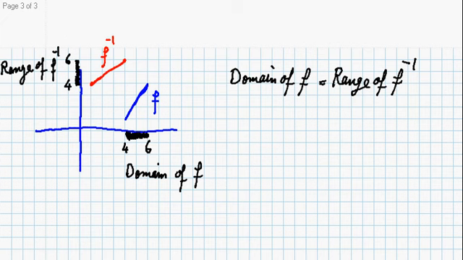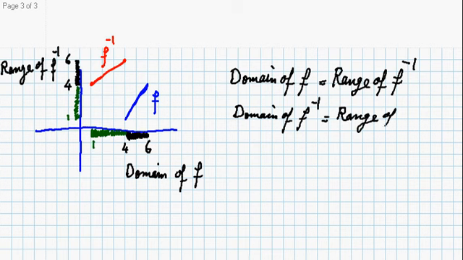Similarly, if we go ahead and look at range of f, here's a range of f that goes from 1 to 4. And here's a domain of f inverse. That's again from 1 to 4. What we get from this observation is that domain of f inverse is same as range of f.